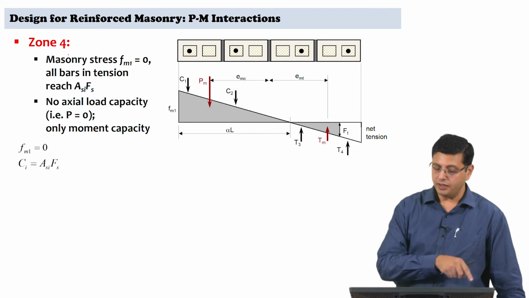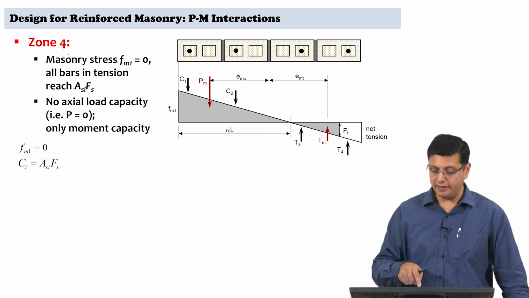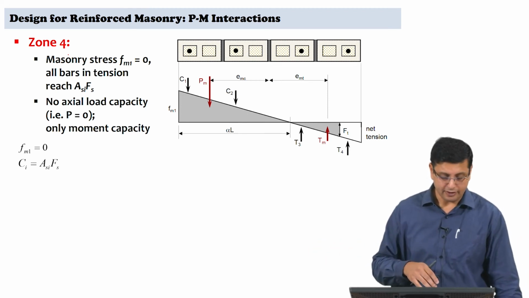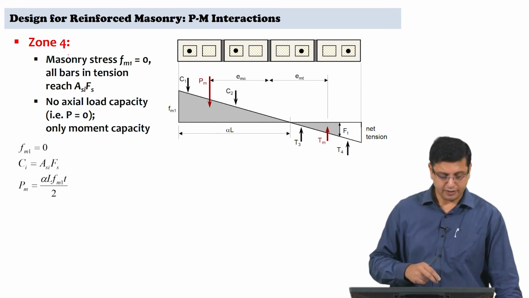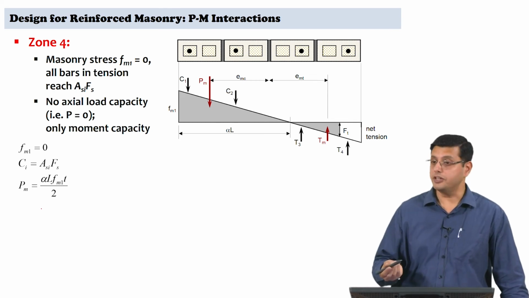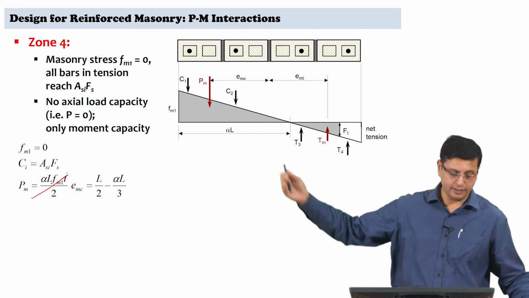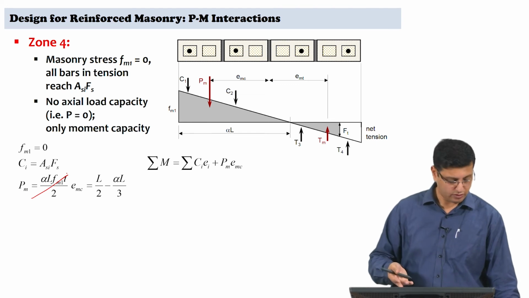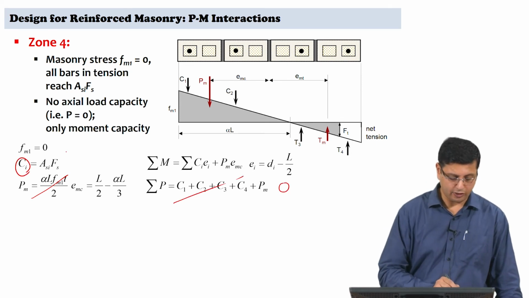Fm1 equal to 0. The resultant tensile force carried by the bars is nothing but Asi into Fs. So assume all 4 bars are at their maximum permissible stresses. You will have all the 4 bars contributing to the tension resultant, and the compression is 0 because Fm1 is 0. There is eccentricity, but now eccentricity is infinity because the whole section is in tension, and so you can estimate what the total moment is, and the axial capacity goes to 0 because all of this is just tension.